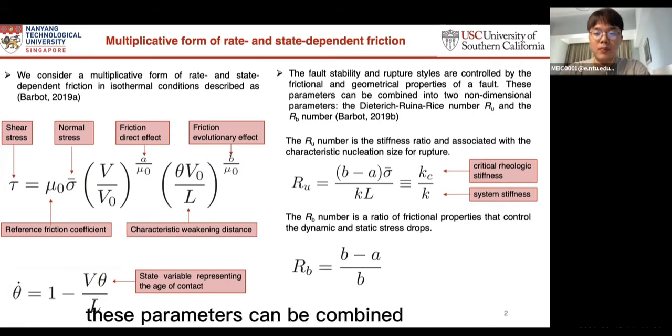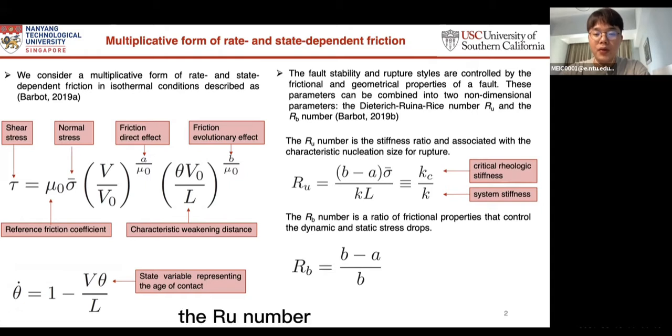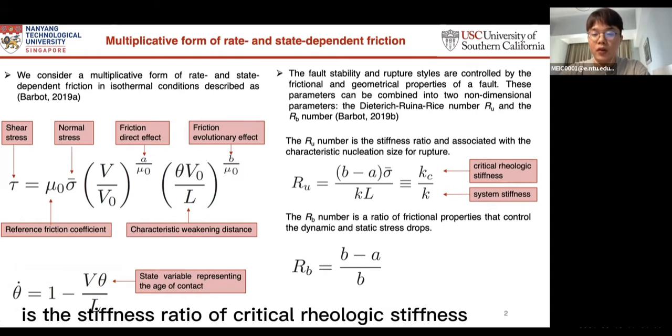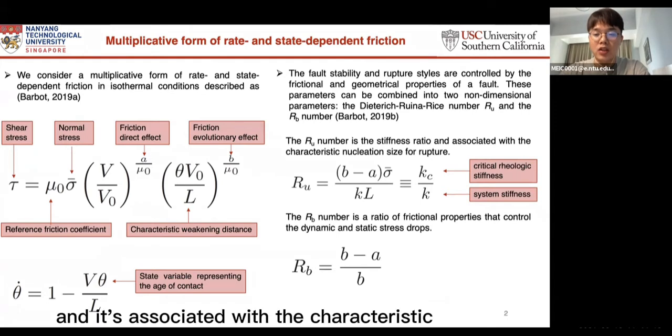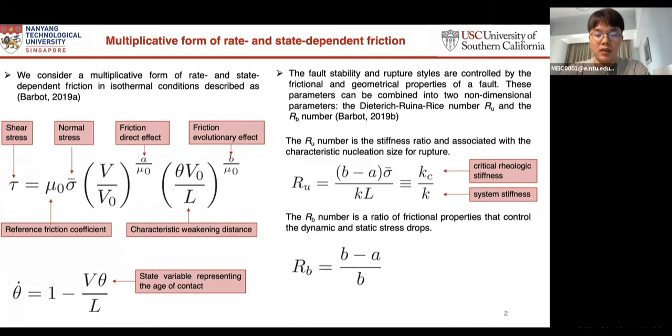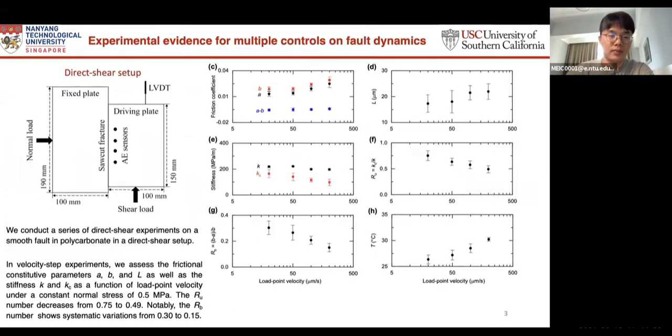These parameters can be combined into two dimensionless parameters, the Ru number and the Rb number. The Ru number is the ratio of critical rheological stiffness and system stiffness, and it's associated with the characteristic nucleation size. The Rb number is the ratio of frictional properties that control the dynamic and static stress drops.